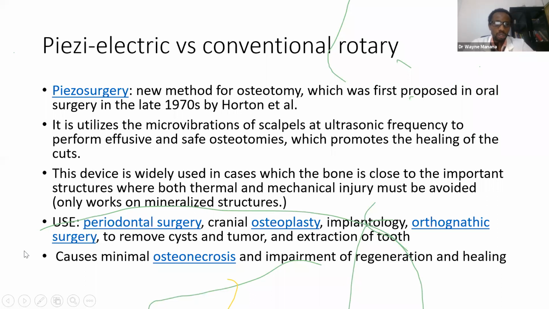So it has found its use in periodontal surgery, craniofacial surgeries, dental implantology, orthognathic, or any other surgeries. And the good thing is it's more friendly to bone. It doesn't cause osteonecrosis, and it does not impair regeneration or healing of the bone. So if you are doing orthognathic surgery or cutting the mandible, or doing a sinus lift, when you cut the maxilla, the piezo will not cut the sinus membrane, imagine. And if you are cutting the mandible, it will not cut the inferior alveolar nerve.